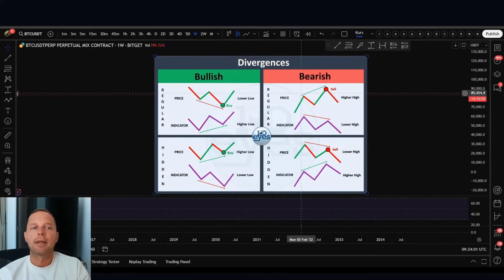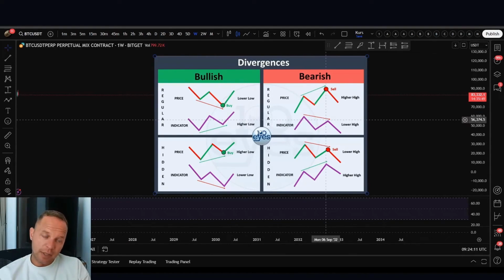The same applies when it's bearish. Then we simply make a higher high, but the indicator does not make a higher high anymore. And this indicates that with high probability, as we are only dealing with probabilities, we will continue to go down and then the price falls.